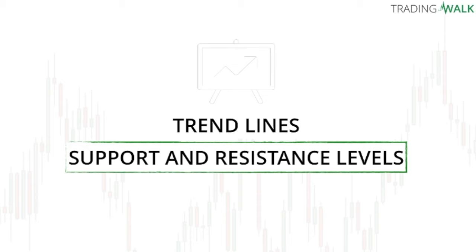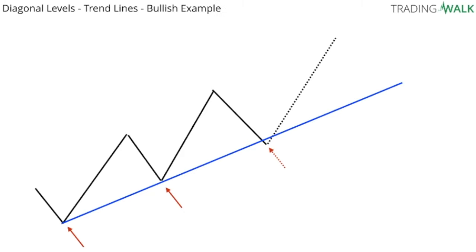Trend lines and how they can act as support and resistance levels. So let's look at a bullish trend line example and how it acts as support. A diagonal bullish trend line is formed when we have two connecting bottoms. We draw a line between those and project that line into the future. We will have a future support level.